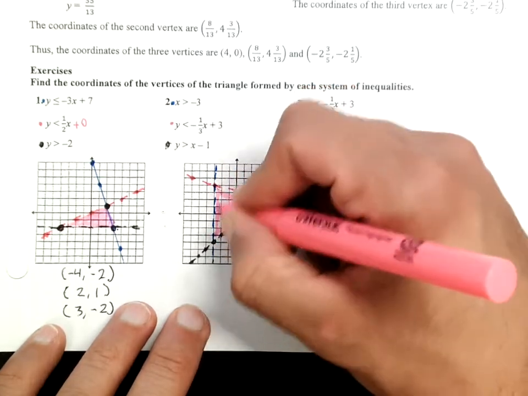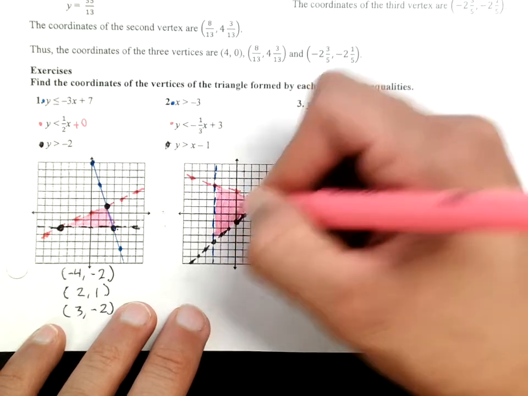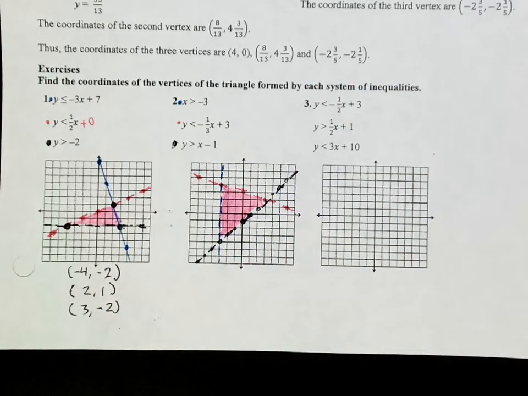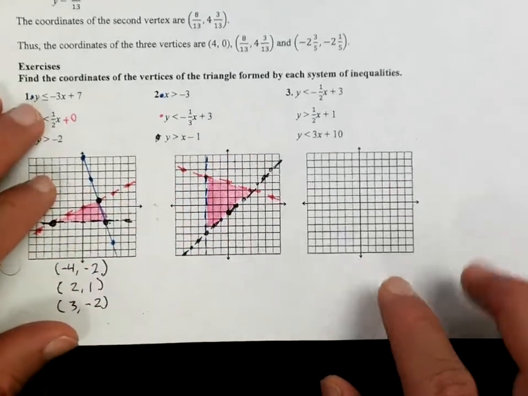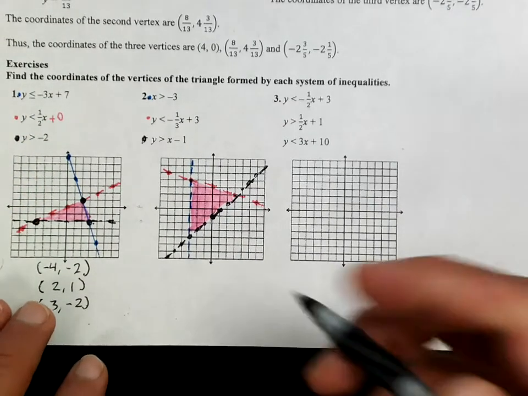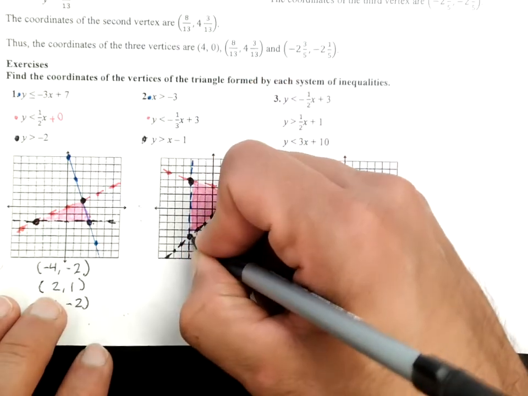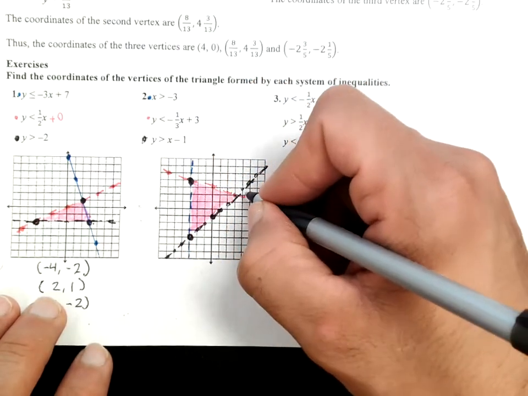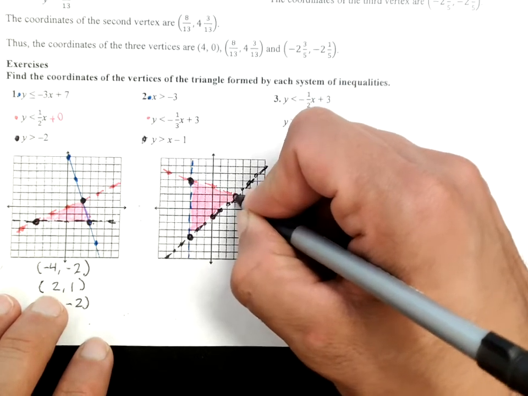Okay? Now, remember what I said, it's not always going to be like this, right? Sometimes when you shade everything, your final solution may not be inside that little triangle. You just have to make sure and actually do the logic like we've done before. Less than is below the line, and greater than is above the line.